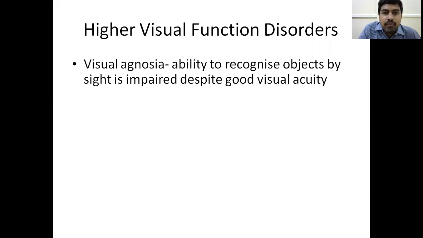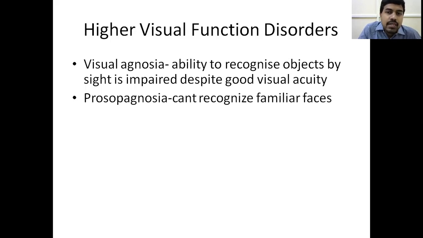If you give him a mobile phone, he is unable to recognize that it is a mobile phone. So like that, it is a visual agnosia. Prosopagnosia: he cannot recognize familiar faces. It can be asked in your PG. What is prosopagnosia? It is a very famous question. So prosopagnosia is being unable to recognize familiar faces.